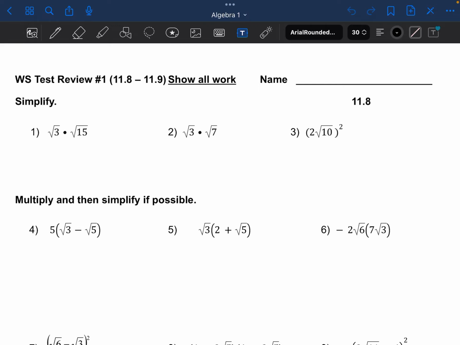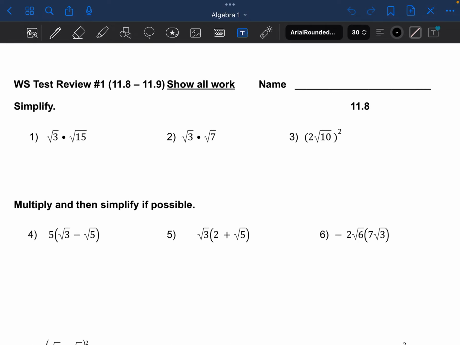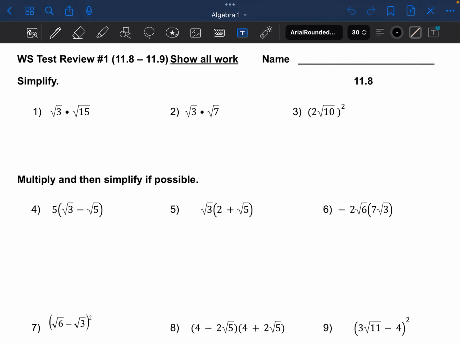Okay, I just want to go through this review and show you guys how to do each of these problems. All right, here we go.